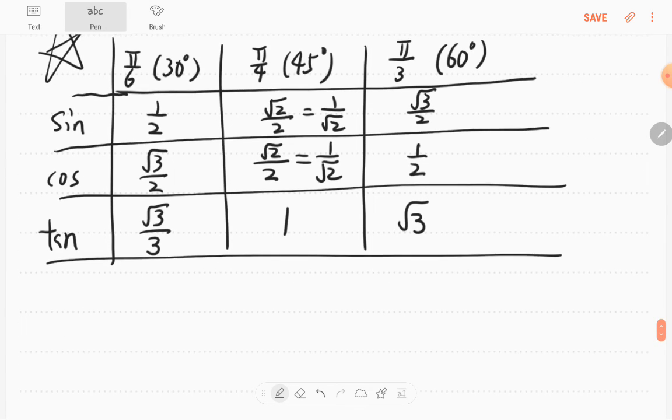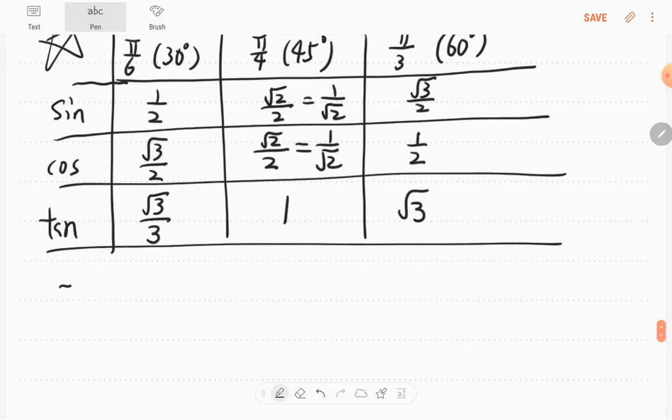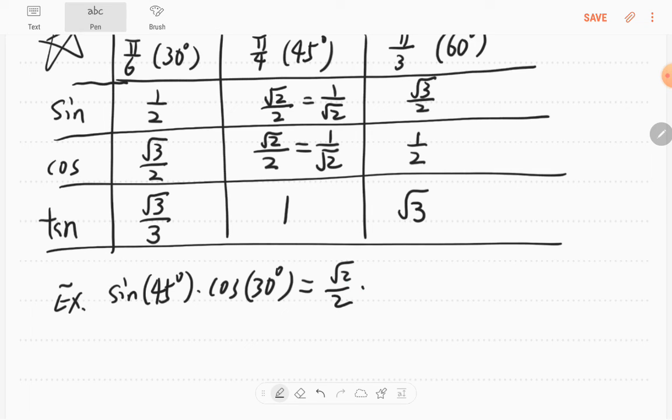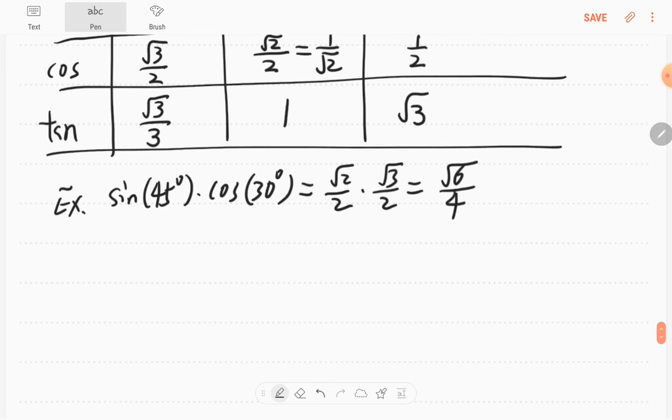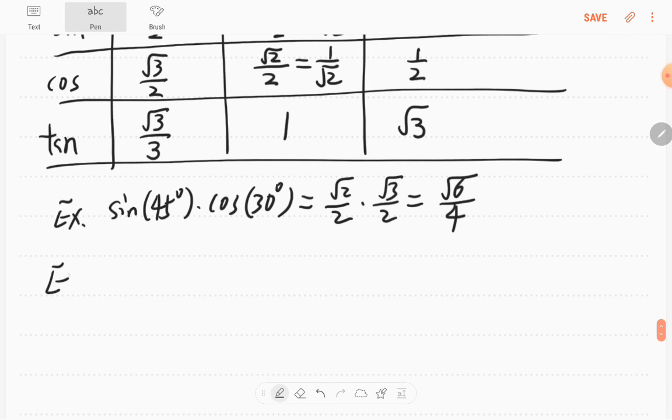Okay, so after you memorize this table, you can calculate something very quickly. Sine 45 degrees times cosine 30 degrees. So we know sine 45 degrees is square root 2 over 2, right? Times cosine 30 degrees, which is square root 3 over 2. So this is 4 here and square root 6.